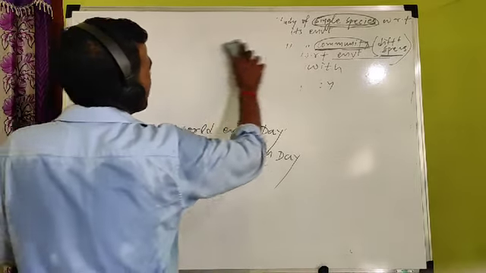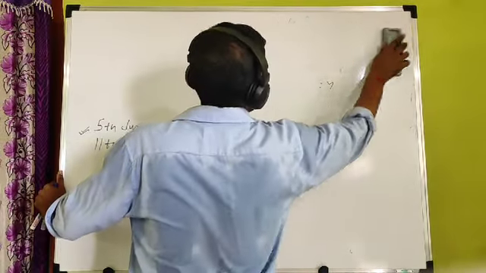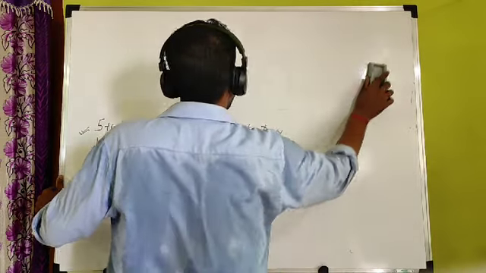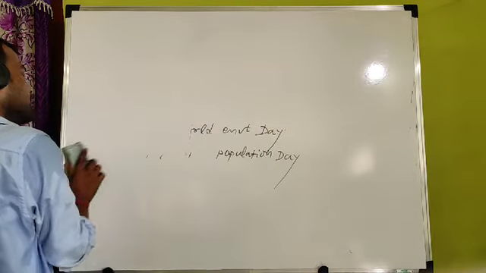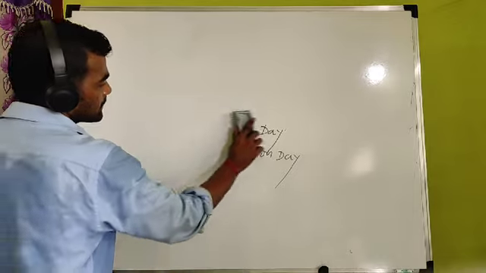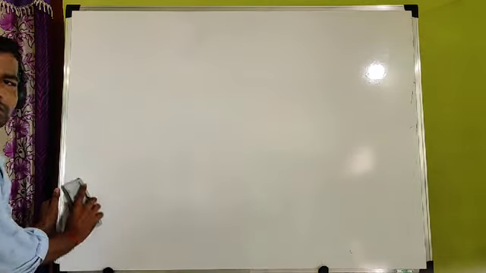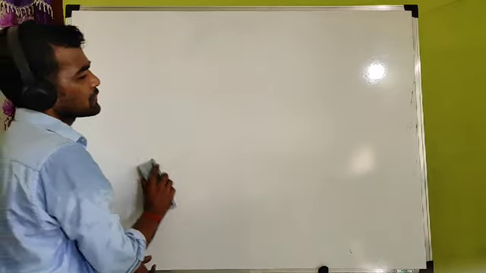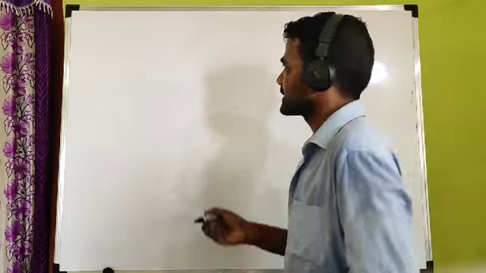But the maximum questions come from the terminology we have discussed, starting from species, community, ecosystem, biome, biosphere. These are the important parts. After completing these terms, another important term is habitat.